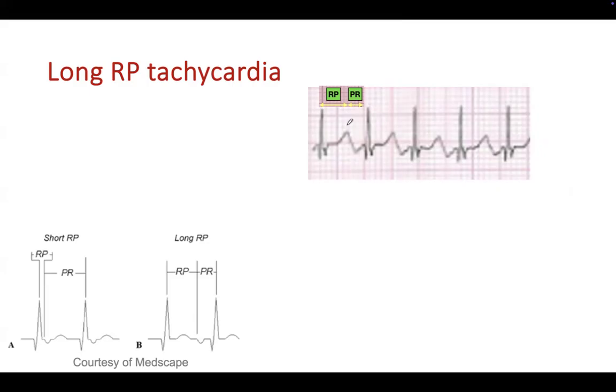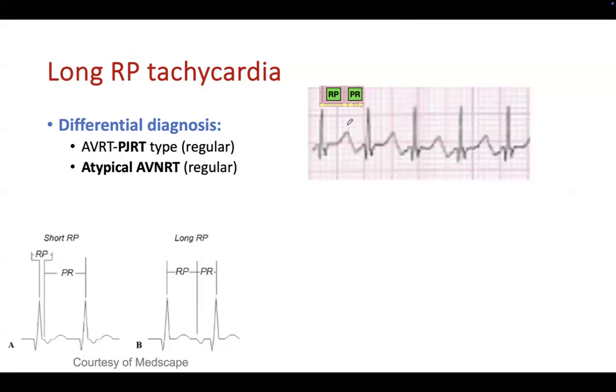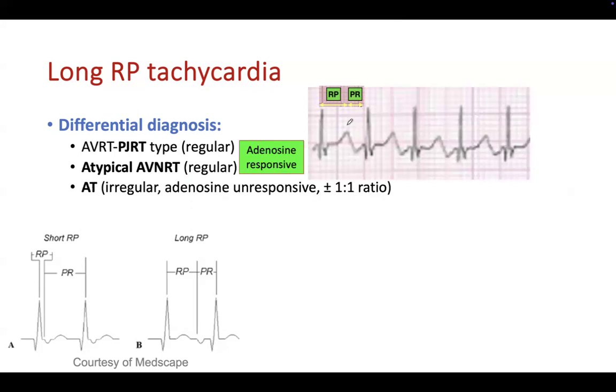We had discussed this in the past, but probably many months or years ago, so you probably forgot, but really quick. You could have something called PJRT, which is a slowly conducting retrograde accessory pathway. It's a type of AVRT, or you could have atypical AV node reentry tachycardia, or another differential would be atrial tachycardia. Like we previously said, AVRT and AVNRT are usually adenosine responsive, and atrial tachycardia is usually adenosine unresponsive and irregular.